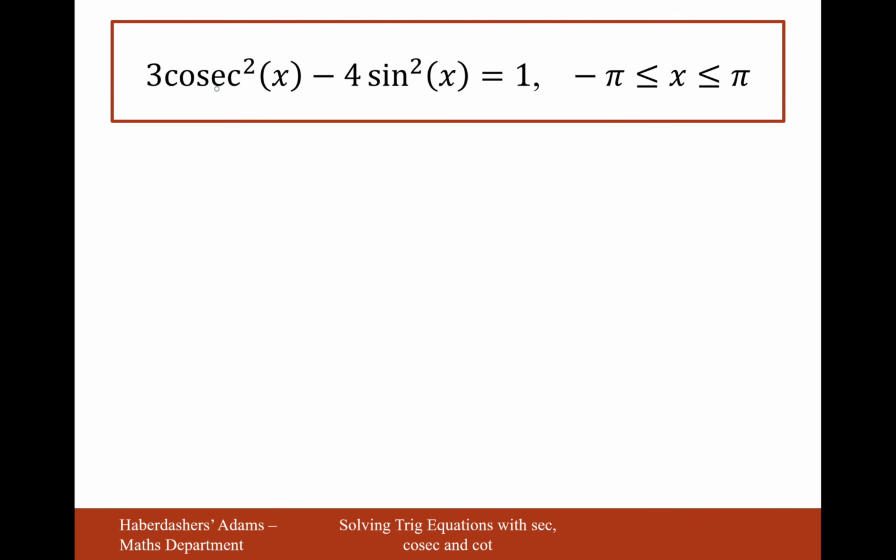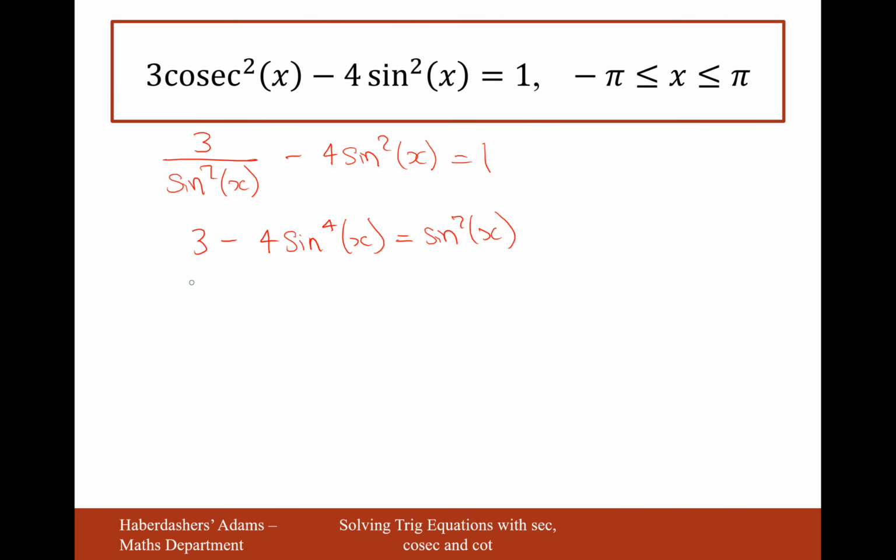And the next one has, let's write it as 3 over sine squared x minus 4 sine squared x equals 1. And I think what we'll do is we'll times everything by sine squared, and we'll make ourselves a kind of quadratic, but it will be a quadratic to the power of 4, if that makes any sense. So it'll be 3 minus 4 sine to the power of 4, because I'm multiplying by sine squared, equals sine squared.